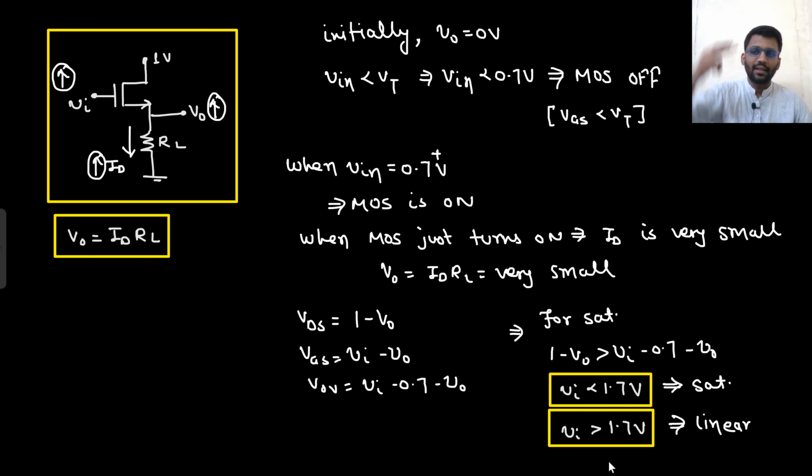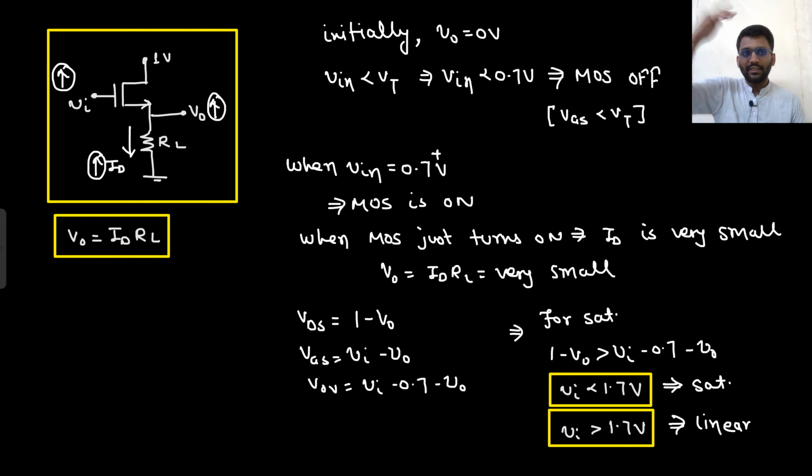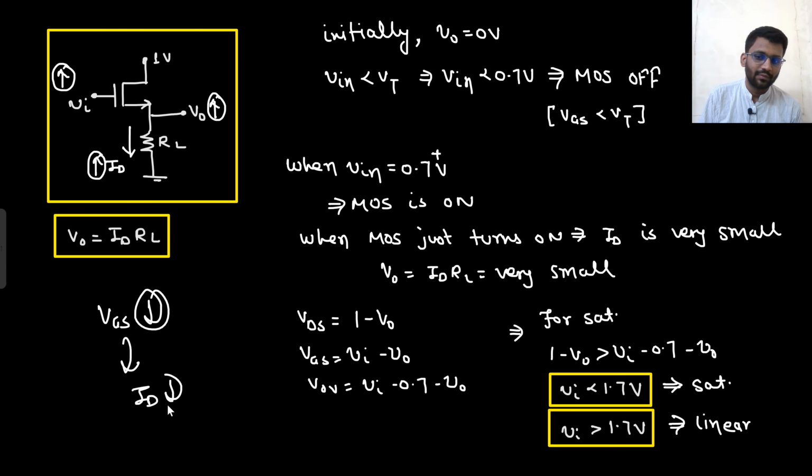What I mean to say is that if V in is increasing, then gate voltage is increasing, current should increase. Because what is the current? K into (VGS minus VT) whole square. The gate voltage is increasing, then the current should increase. If the current is increasing, then V naught should increase. If V naught is increasing, then what is happening to VGS? Source potential is increasing, then VGS is going down. If VGS is going down, the current should go down.